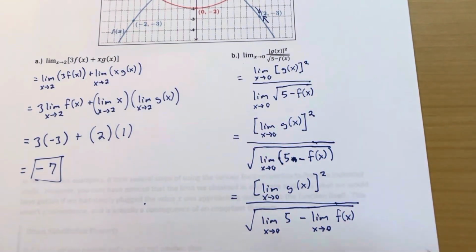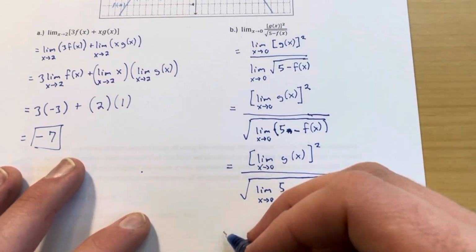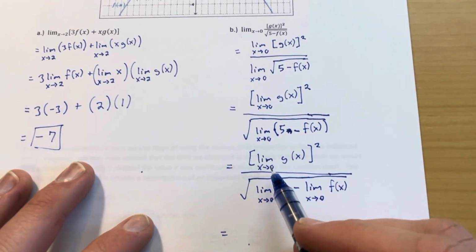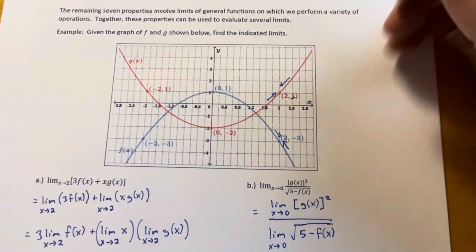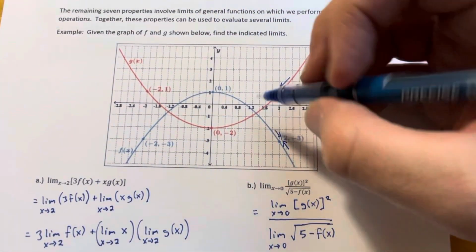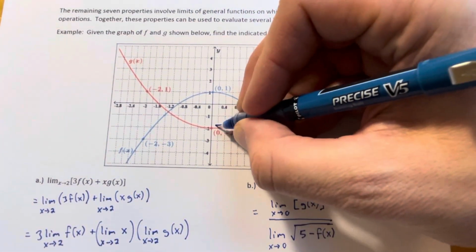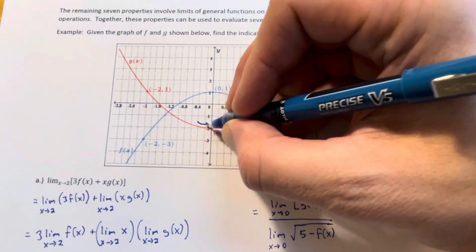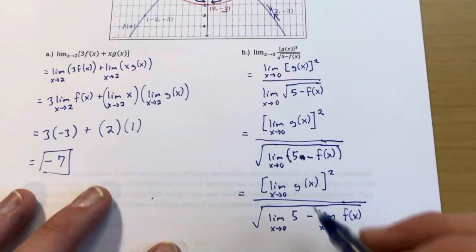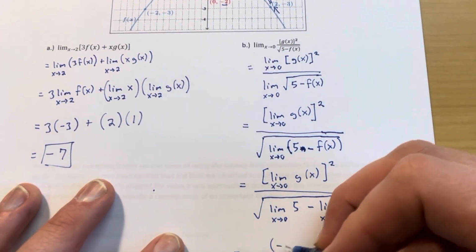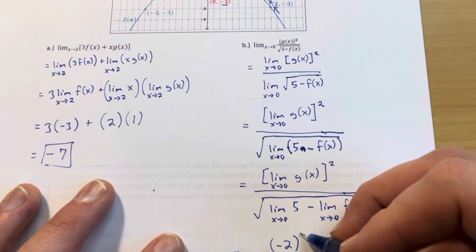Okay, so now I have these 3 limits, all of which I can find either using the graph or one of my properties. Let's start with this top, this numerator, this limit as x goes to 0 of g of x. I'm going to go up to my graph. G of x is the red curve here, and as x approaches 0, y is going to -2. So right here I'm going to get -2, but don't forget that we're squaring that also.